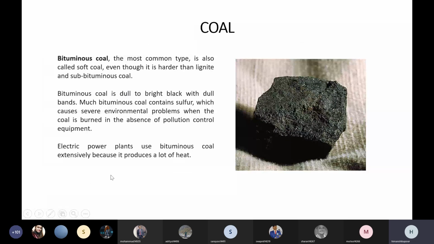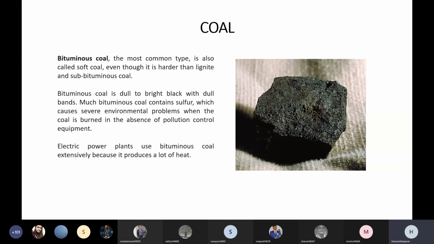Now coming to the third variety, it is bituminous coal. It is high in sulfur content, and it is a very hard variety of coal, but still it is called soft coal. And you can see that here the texture is black, and it has dull bands over it. So it is high in sulfur, and its energy density is high as compared to both lignite and subbituminous.